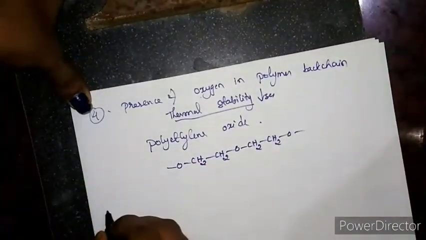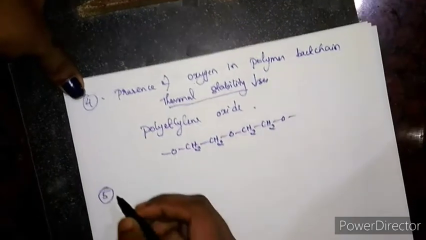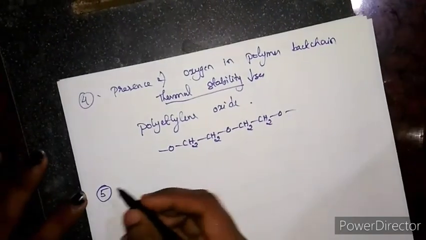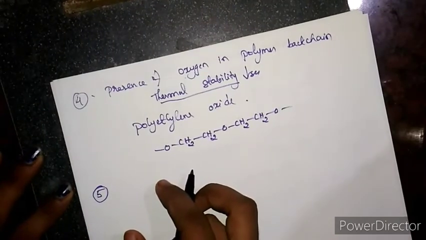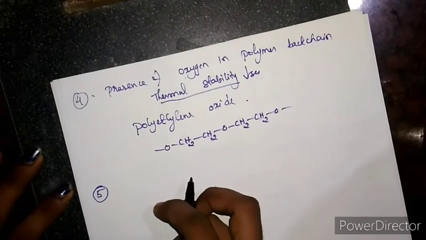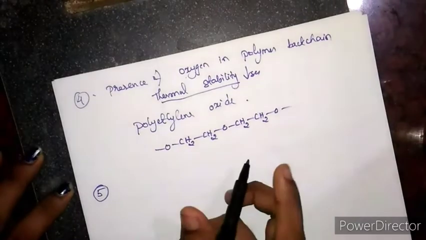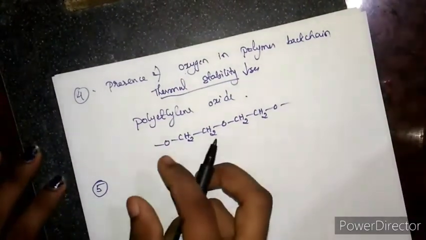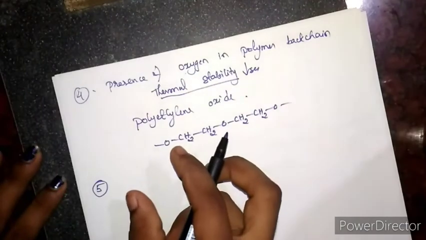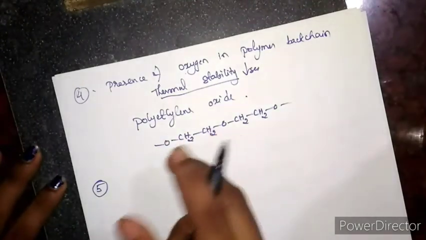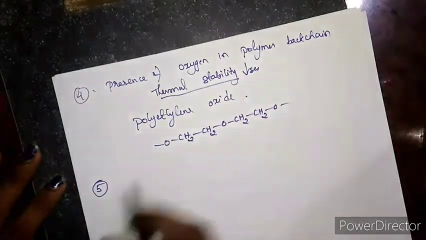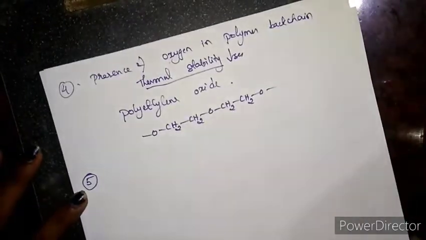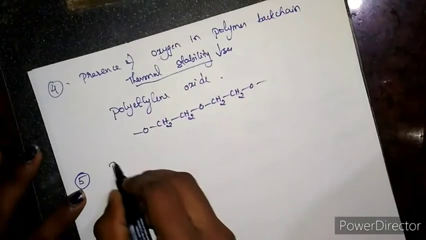We have one more point, that is point number 5. There are some reactions that involve polymer degradation by breaking the substituent group, but not the main chain. We will understand what that means by taking an example of PVC.